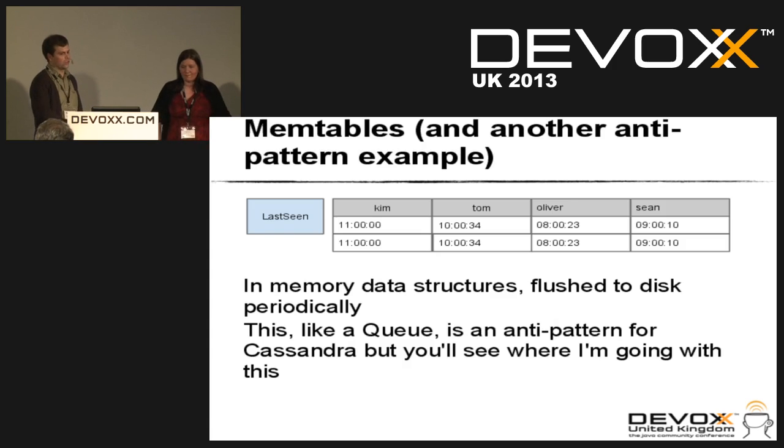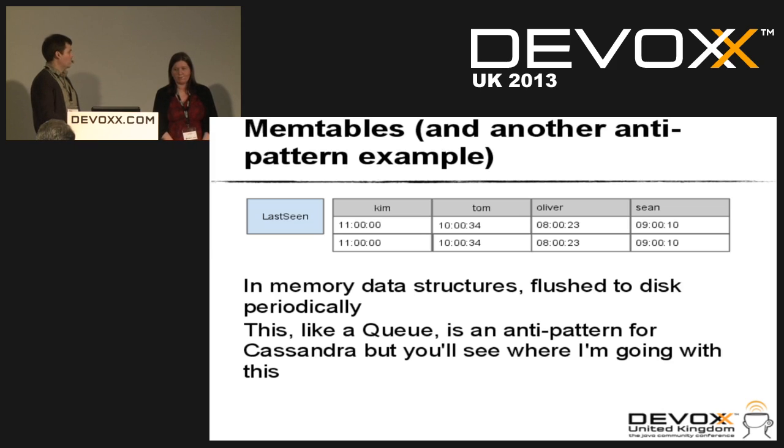Okay, so Memtables are Cassandra's in-memory data structure. As you can see, there's the row key, there's multiple column names, multiple column values, and then there's metadata like timestamps. Now, the example I've thrown up here is another example of an anti-pattern, something you should never use Cassandra for. In this example, we're writing the last time we saw someone in our application.